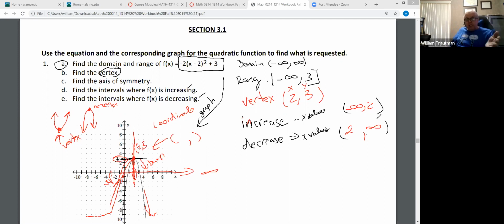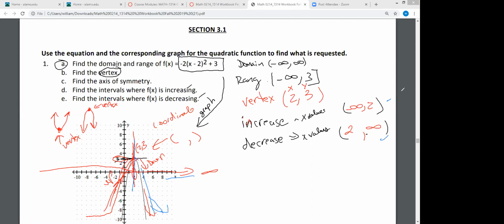So domain, range, vertex, increasing. Where is the graph increasing? What X values are they increasing from? Negative infinity to 2. It's increasing all the way from here to here. This graph is going up. And then where is it decreasing? It's decreasing from 2 all the way, because this graph is going down and to the left, from 2 to infinity.